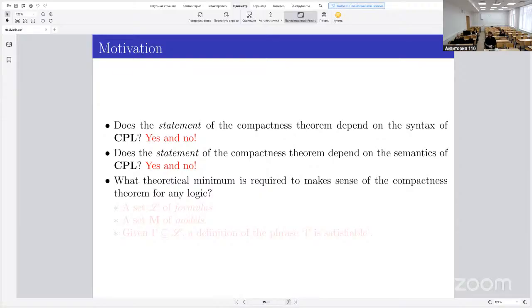What theoretical minimum is required to make sense of the compactness theorem for any logic? Now, if you want to make sense of this, of course, you need to know what logic means, and also you have to decide the theoretical minimum. Of course, you will need a set of formulas, that's the basic requirement, and you will need a set of models, and you would need a way to make sense of a given set of formulas. For now, this is just, quote, a definition of the phrase that gamma is satisfiable. Because if you have that gamma is satisfiable, then you will simply say that finitely satisfiable is defined as: every finite subset of gamma is satisfiable. So finite satisfiability is a definition derived from satisfiability. So this is the theoretical meaning that you get.